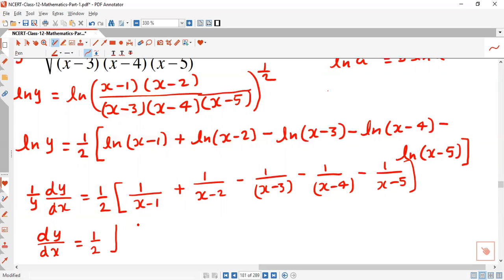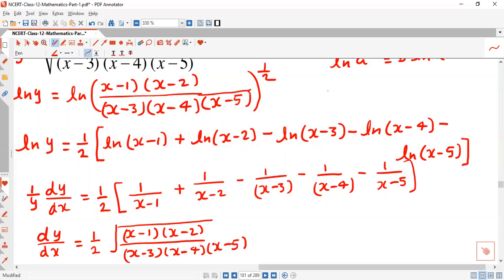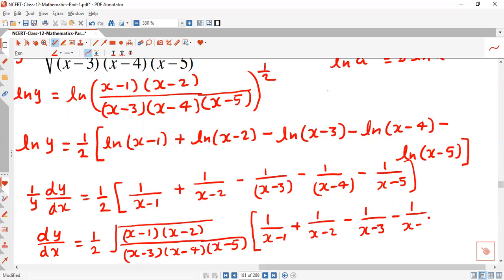This is under root (x minus 1)(x minus 2) divided by (x minus 3)(x minus 4)(x minus 5). And this is multiplied by what? The answer: 1 upon x minus 1 plus 1 upon x minus 2 minus 1 upon x minus 3 minus 1 upon x minus 4 minus 1 upon x minus 5. This will be the answer of this question.